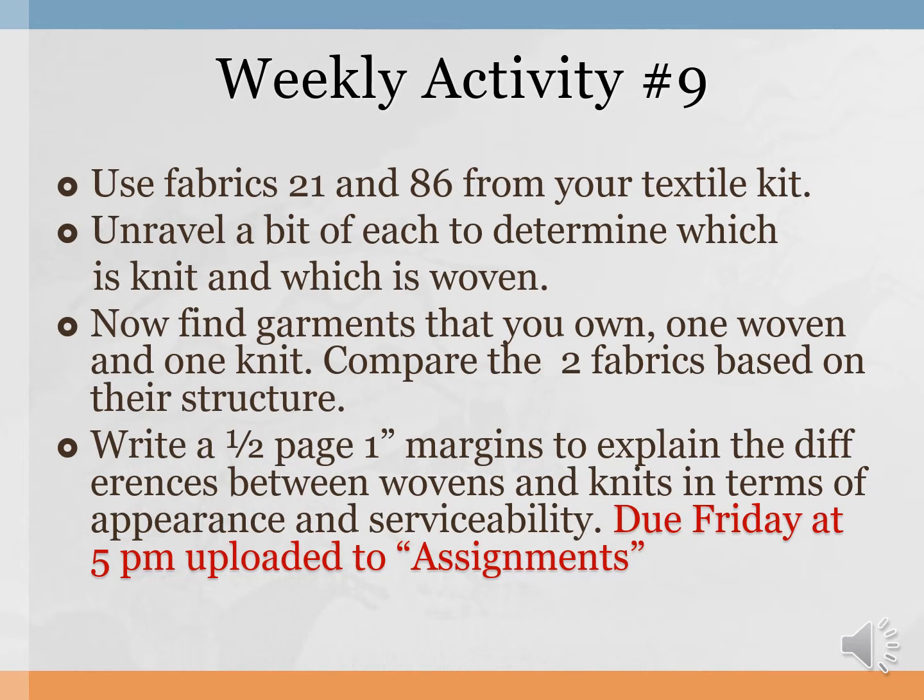For this week's assignment, you're going to be doing a little bit of detective work, and this is concerning the differences between wovens and knits. So what you're going to do is use two different fabrics from your textile kit, fabric number 21 and fabric number 86, and you're going to unravel a couple of yarns from each one of those fabrics, and you're going to determine which one is a knit and which one is a woven. Then you're going to find garments that you own, one woven and one knit, and you're going to compare those two fabrics based on their structure.